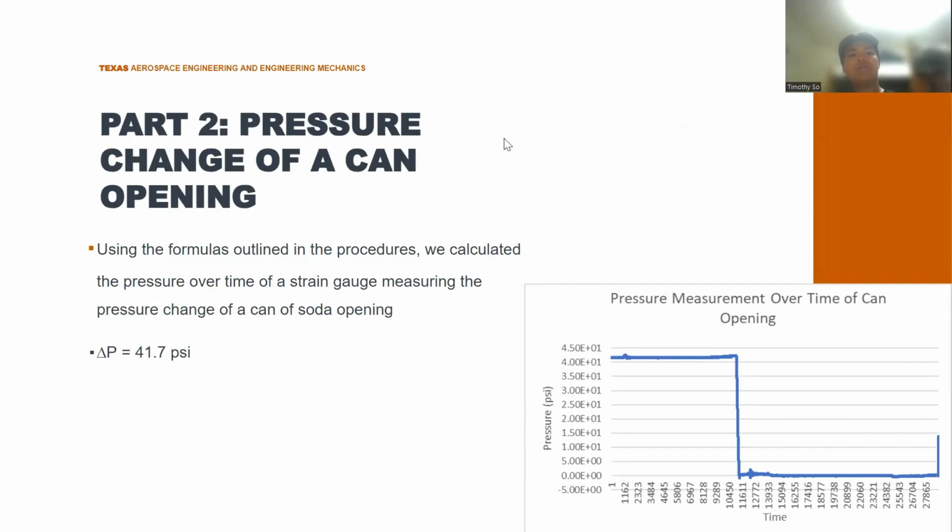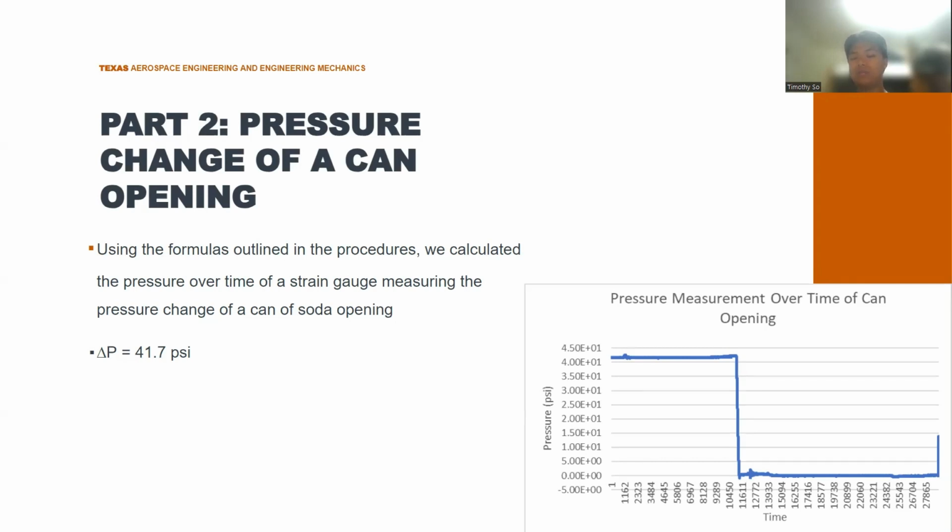Part 2. This is the pressure change of a can opening, so this is a dynamic pressure reading. Using the formulas outlined in the procedures, we calculate the pressure change over time of a strain gauge measuring the pressure change of a soda can opening. You can see that initially the pressure is very high, and as soon as we open it, in a split second, the pressure drops to atmospheric pressure, which we calibrated to be 0 psi.